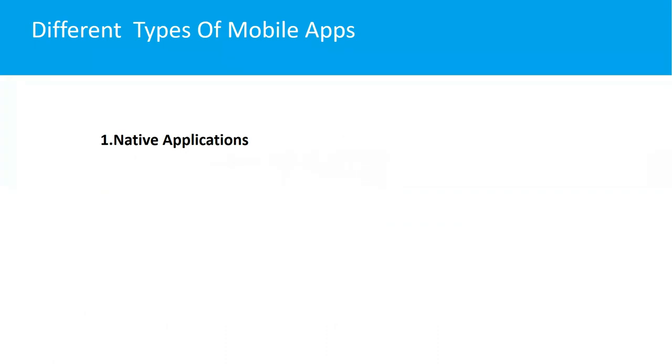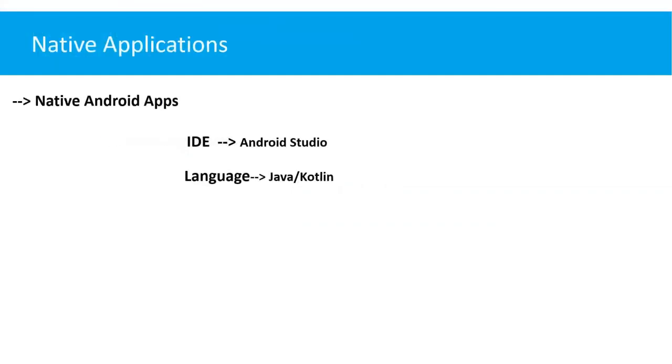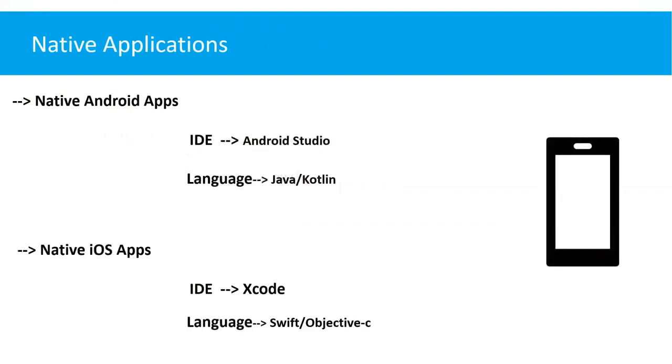for creating mobile applications. The first one is native applications. In the case of native applications, we can create mobile apps by using the native environment. For Android, we use Android Studio as the IDE and Java or Kotlin as the language. In the case of iOS, we use Xcode as the IDE and Swift or Objective-C as the language. We can develop native iOS applications.